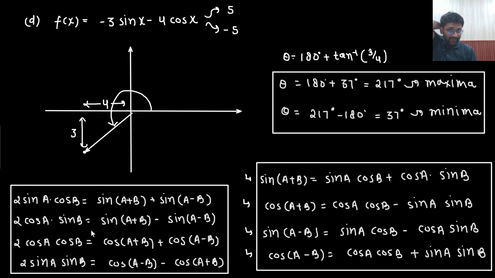If you need to write down 2 cos A sin B, that means you need to subtract these two equations, sin A plus B minus sin A minus B. Next, 2 cos A cos B, that means you need to add both of the equations. After that, 2 sin A sin B, that means you need to subtract this from this: cos A minus B minus cos A plus B. That's it. Okay. But yeah, remember these formulas, they may be used somewhere. Understandable? Okay, so this point is clear.